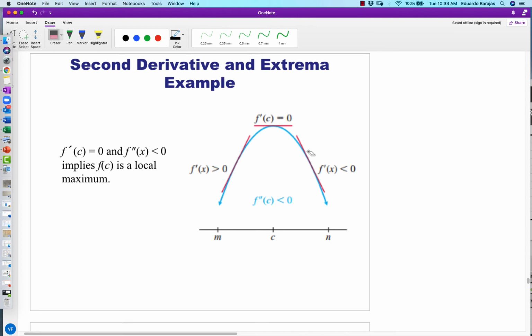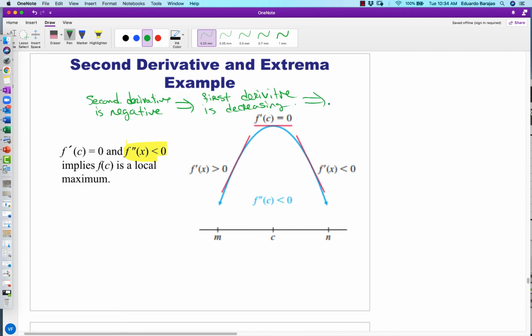On the other hand, if this was our graph, it looked like this, so let's focus on this part here. The second derivative is less than 0. Just like before, the second derivative being less than 0 is another way of saying that the second derivative is positive, I'm sorry, negative. The second derivative of f is negative. We know that when the second derivative is negative, it means that the first derivative is decreasing, which implies that the underlying function f of x is concave down. It's a sad function like this. Therefore, we know that this point right there is a maximum.